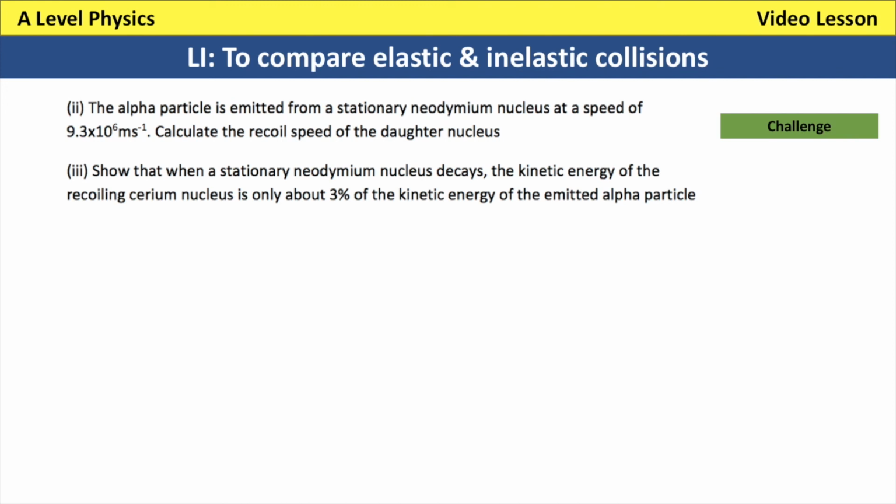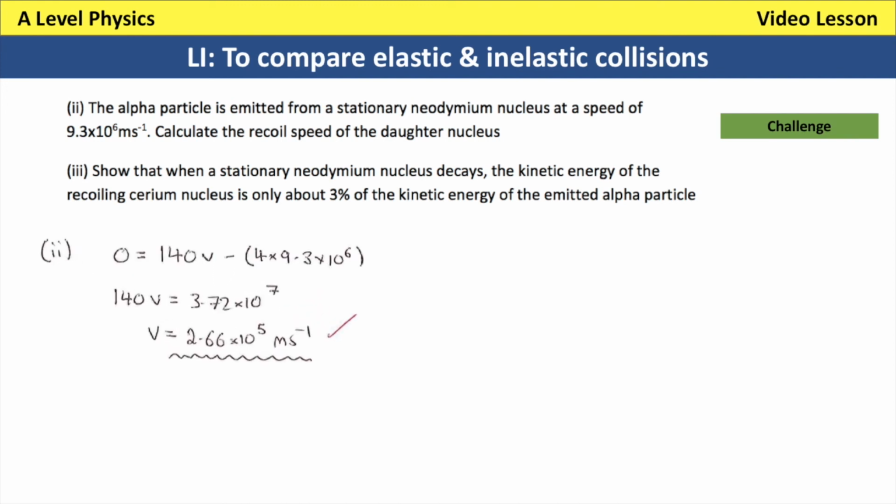This is a conservation of momentum question. We've not done many like this. I think there was one on the stretch and challenge from last lesson as well, but we've not done many explosive interactions like this. But because this is an alpha decay, initially that neodymium nucleus is not moving. So therefore, we can say that the starting momentum is 0.